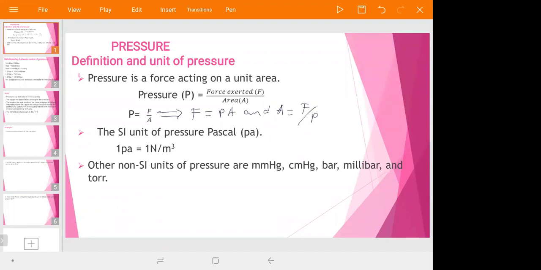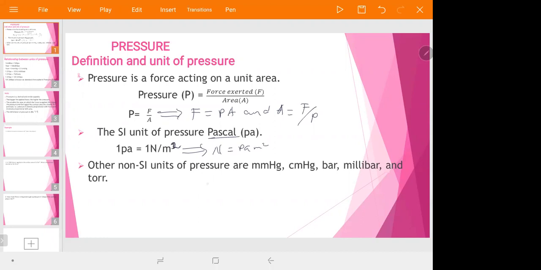The other one is the SI unit of pressure. The SI unit of pressure is what we call the Pascal. Pascal means 1 Newton per meter square. For example, Newton is the SI unit of force, and meter square is from the SI unit of area. Again, from this, 1 Newton is equal to Pascal times meter square.